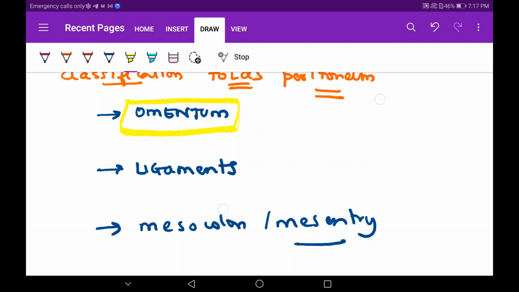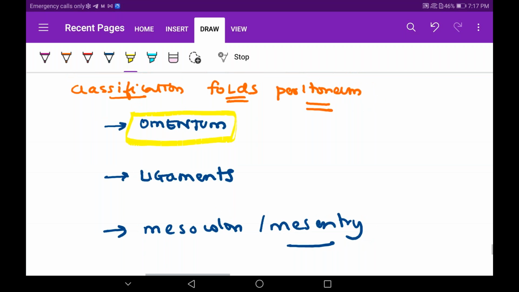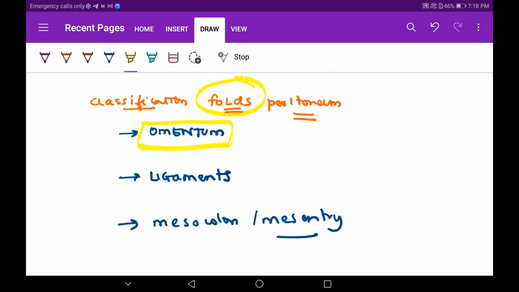Now, what have we discussed? This is the folds of peritoneum. So the folds of peritoneum is divided into omentum, ligaments, as well as mesentery. Okay, mesentery. 3 aspects. So we will be going in detail about these 3 aspects, right? So what is omentum, you may ask me?